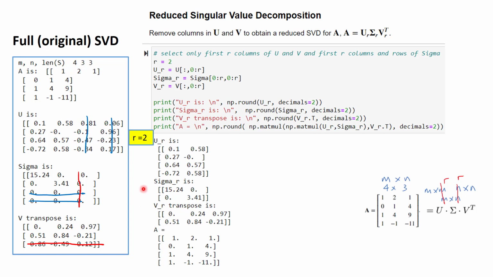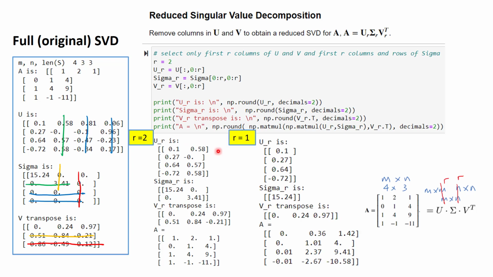Now let's say we want to reduce the matrix further. However, we don't have rows and columns of zeros in the singular matrix. But if we really want to reduce the SVD, the next thing to do is to throw away some useful information. For example, we can remove the 3.41 and retain 15.24. Let's see what is the effect. This row is removed. Because this row is removed, we no longer need this column. Similarly, if this column is removed, we don't need this row.